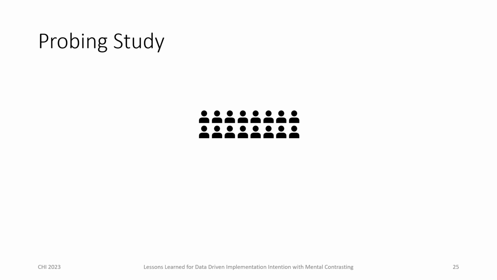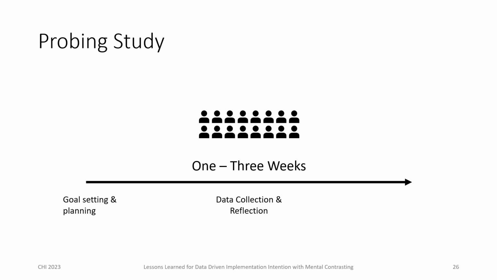Participants first described their desired state in the context of work-non-work balance and their goal for improving their state. They then used our system between 1 and 3 weeks. After at least 1 week of data collection, they used the reflection interface to revise their plans.